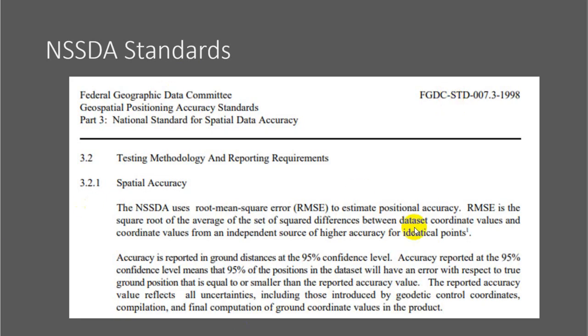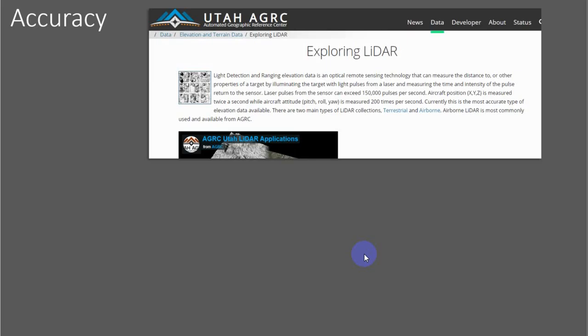Which brings me to the idea of standards, data standards. What you want to be looking for when you go to the metadata files for these data sets is the NSSDA vertical and horizontal accuracy. The accuracy means it's the ground distance at a 95% confidence level, and it's based on root mean square errors of measured or mapped locations relative to an independent source of higher accuracy for the same location. So 95% confidence level, and then we'll get into that a little bit deeper.